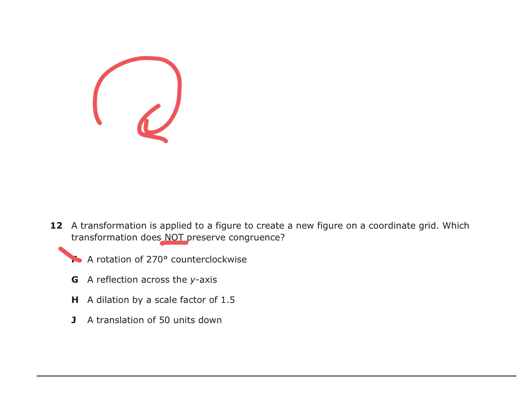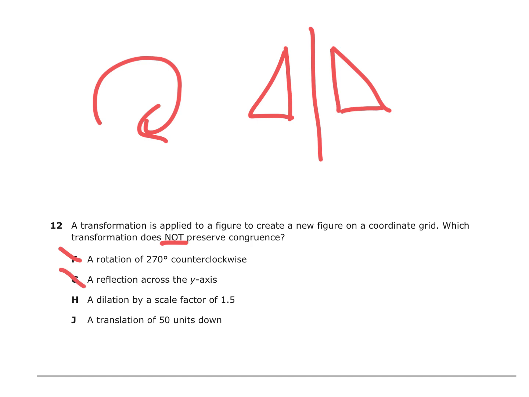A reflection means you just flip it. So if you have a triangle here and you flip it across the y-axis, it's still the same triangle. So that'll still be congruent.